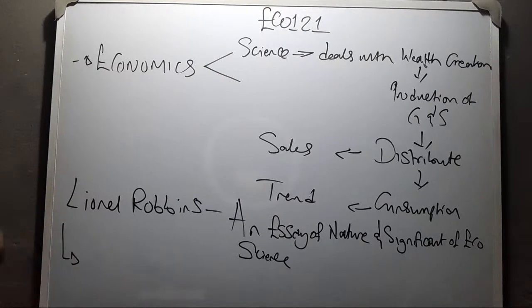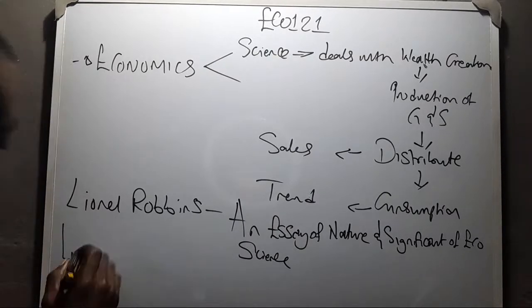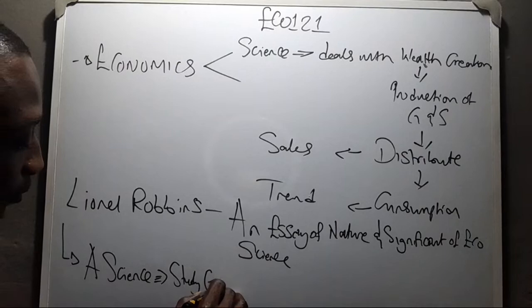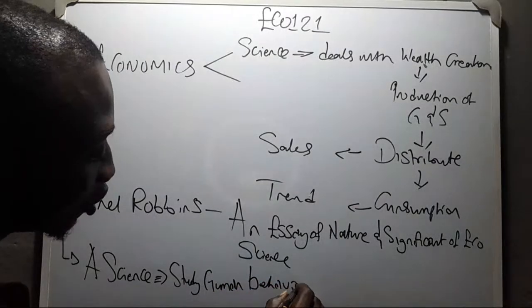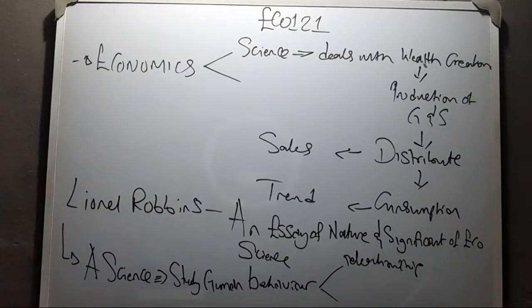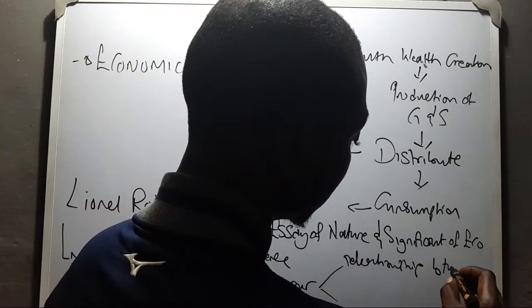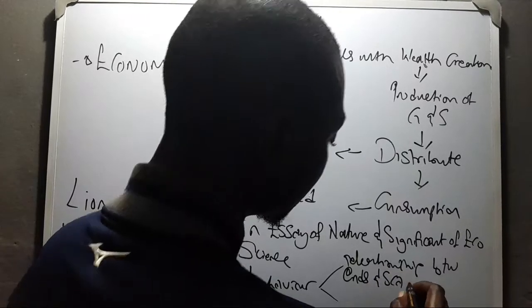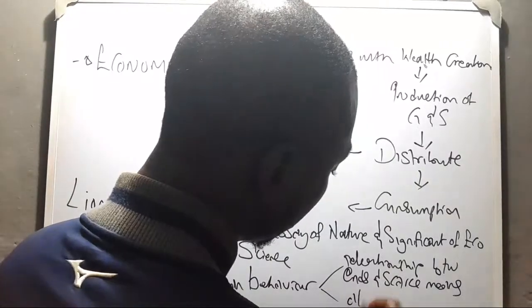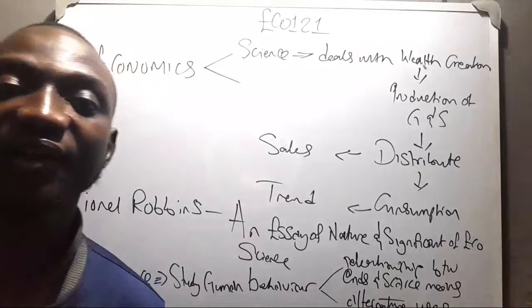According to him, economics is a science which studies human behavior as a relationship between ends and scarce means which have alternative uses. The relationship between what? Ends and scarce means, which have what? Alternative uses. Alright? So we have that.